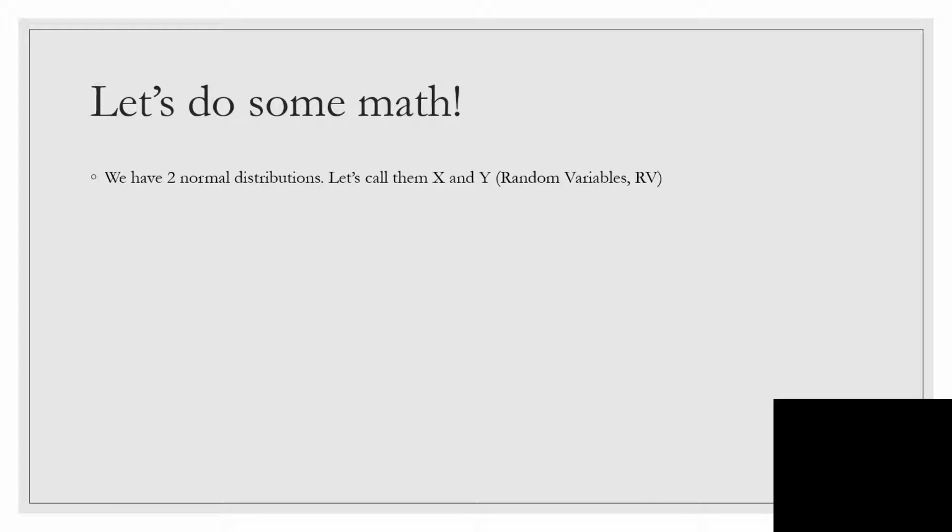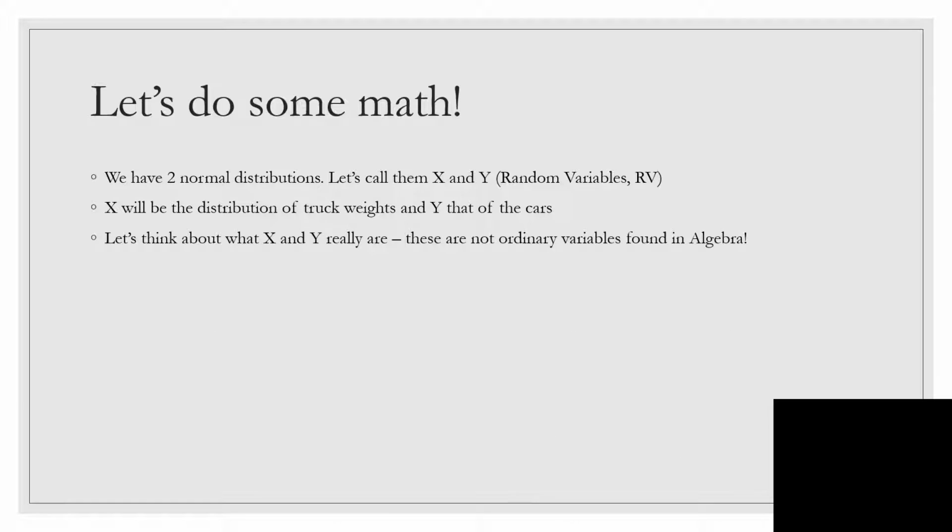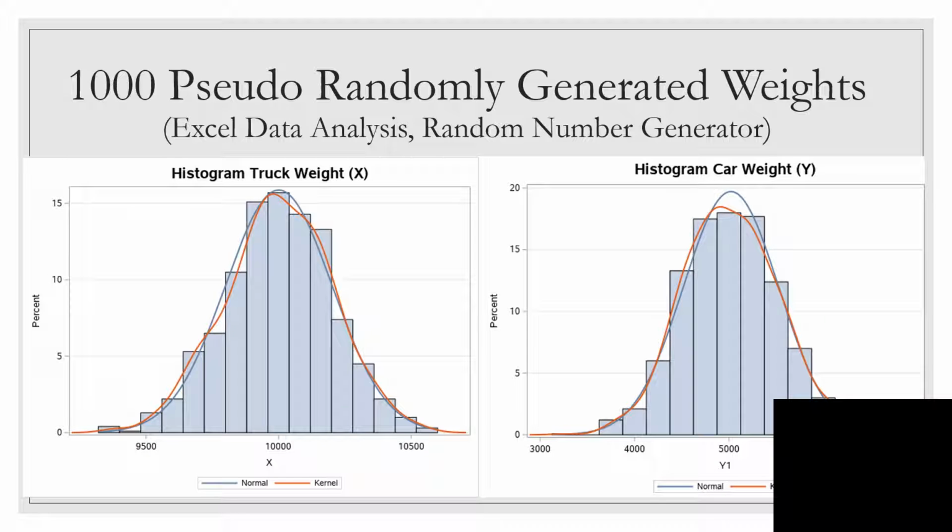We have two normal distributions. Let's call them X and Y, which are random variables. X will be the distribution of truck weights and Y that of the cars. Let's think about what X and Y really are. These are not ordinary variables found in algebra.